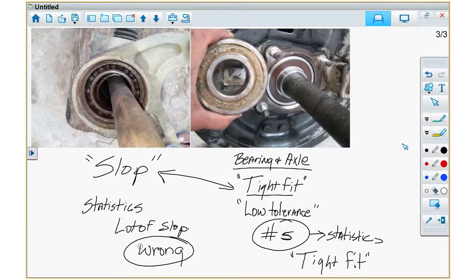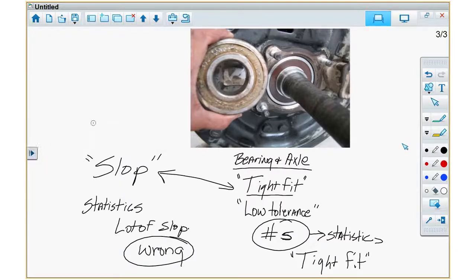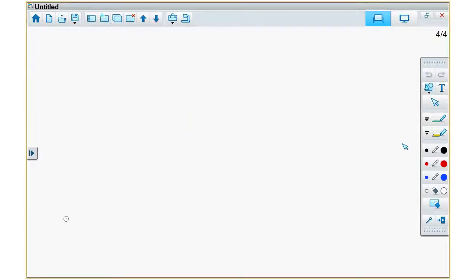Now, what in the world does this have to do with measures of tendency? Measures of tendency are based on two things, tight fit or slop. What do you mean? Let's say you have a mean of 26, a median of 35, and a midpoint of 17.